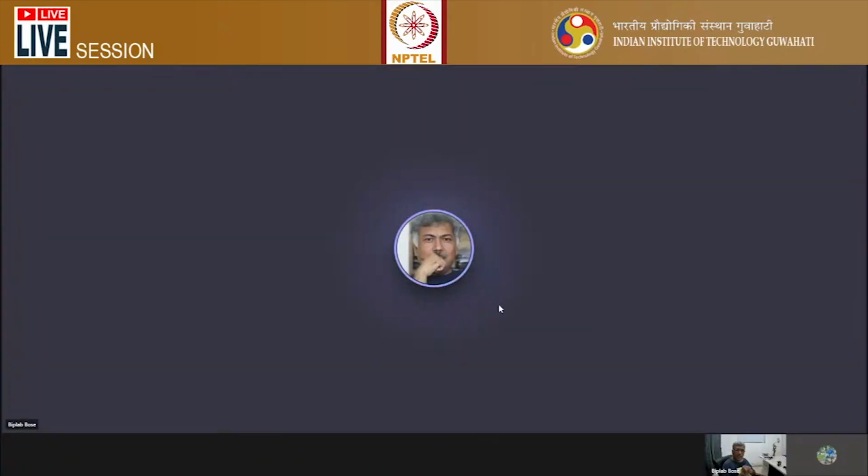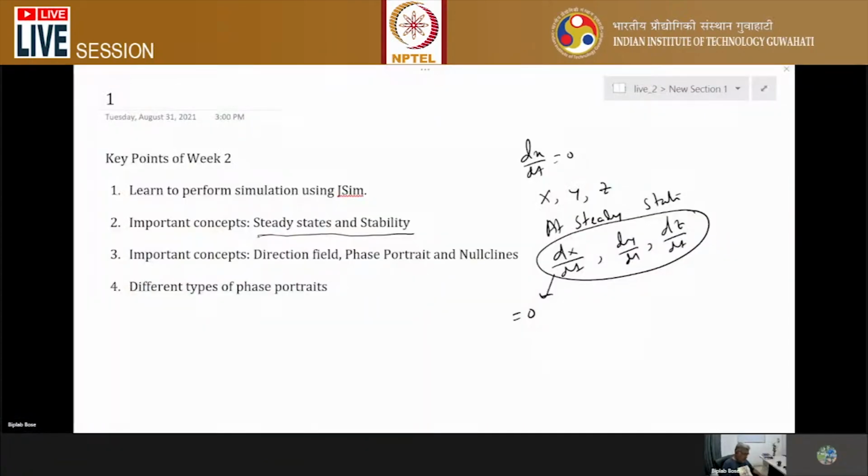Apart from the concept of steady state, you also have to learn the concept of stability of steady state, right? So you have to learn the concept of stability of steady state.